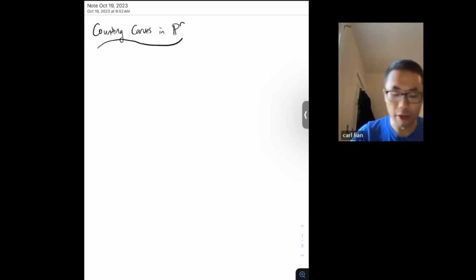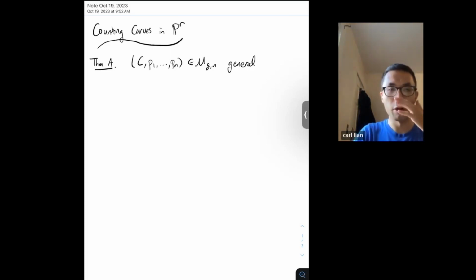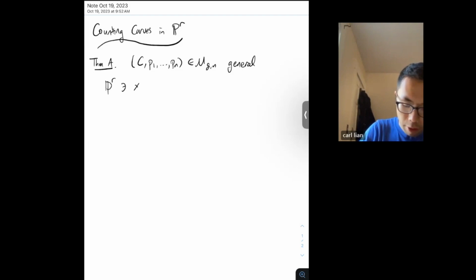So I'll start actually just by stating a theorem. I'll call this theorem A. So the setup is as follows. I'm going to fix a pointed curve, which is going to be assumed to be general in moduli. This is a general curve of genus g with n marked points on it. Okay, and then I'm going to fix the same number of general marked points on a projective space.